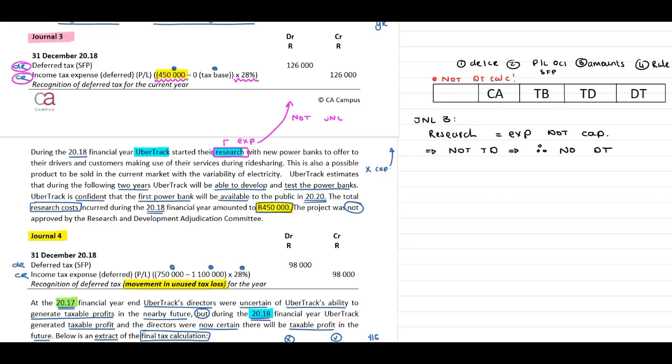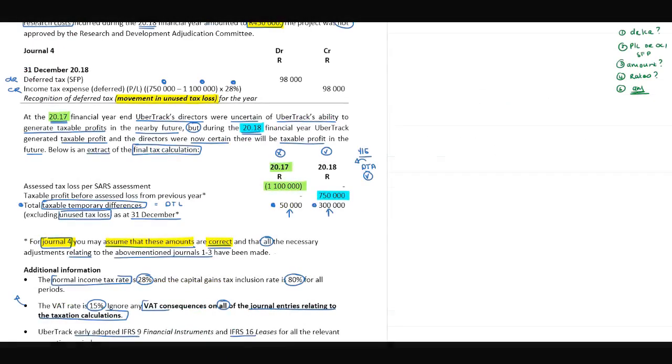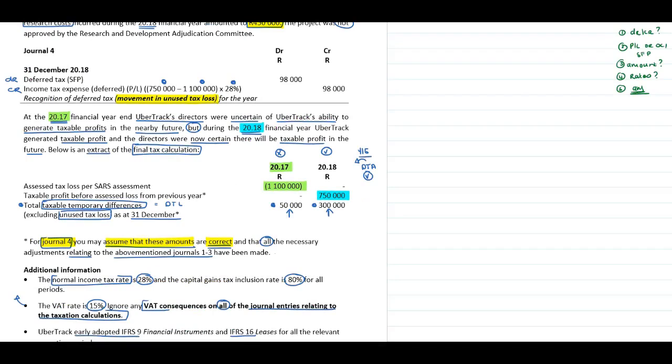Pretty straightforward, guys. Research costs expensed, not capitalized. Therefore, there is no deferred tax, and this total journal entry is wrong, incorrect. Let's move on to journal entry number 4.